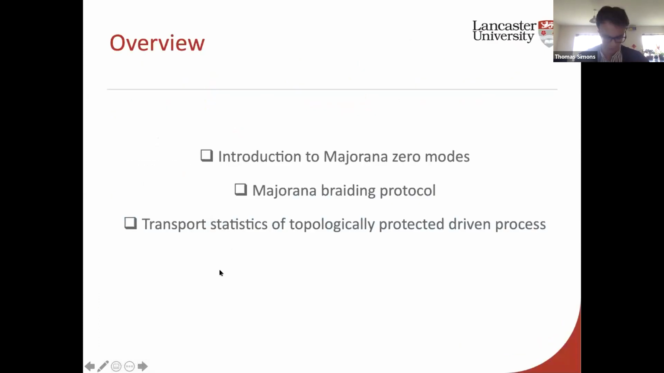Just as an overview, I'm going to start with an introduction to Majorana zero modes, what they are and where we might find them in physical systems. Then I'll briefly outline our system of interest, the Majorana Braiding Protocol, and how we can model transport and scattering that's driven by this process. And then I'll analyze the heat transport statistics of this protected driven system.